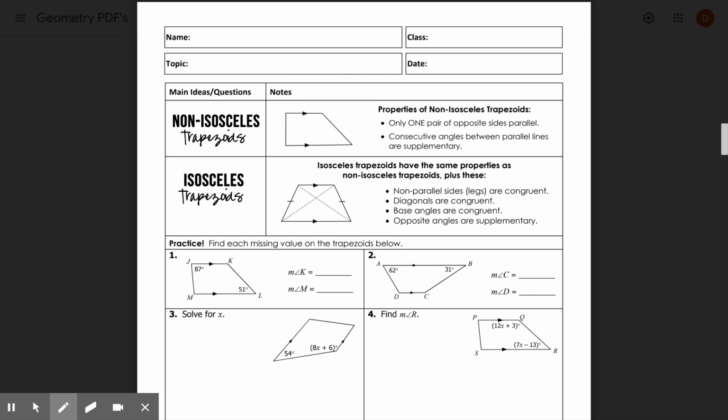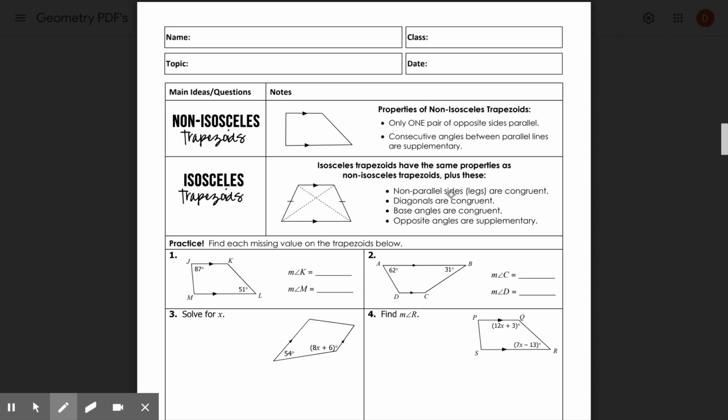So the consecutive angles would be like this one here and this one. Those two are consecutive and are supplementary, so they'll add up to 180 degrees, and these two would as well. Isosceles trapezoids have the same properties as non-isosceles trapezoids plus these four extra.